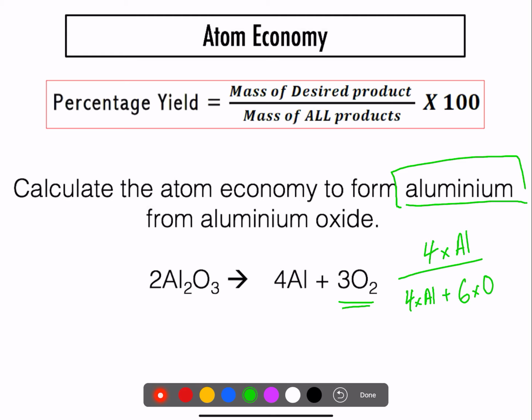So that's going to be 4 times 27 over 4 times 27 plus 6 times 16. And then if you want to turn that into a percentage, you just times it by 100. Otherwise, you can also leave it as a decimal. Ignore this. This should say atom economy, not percentage yield.